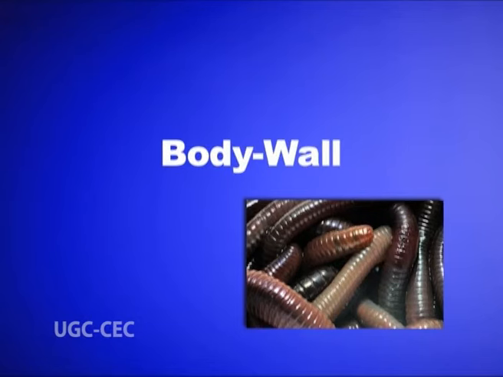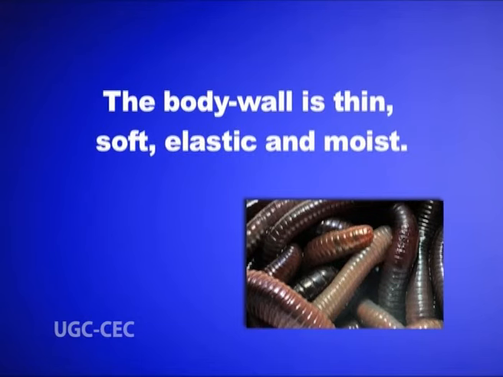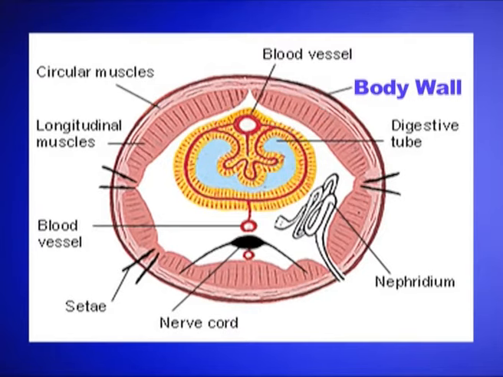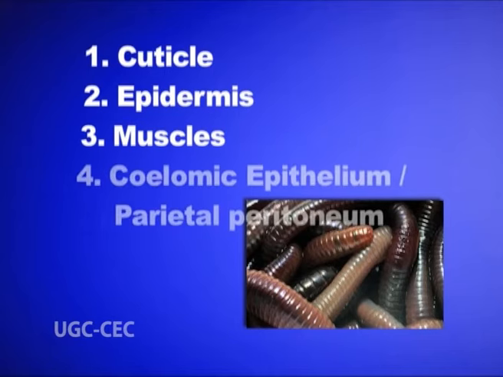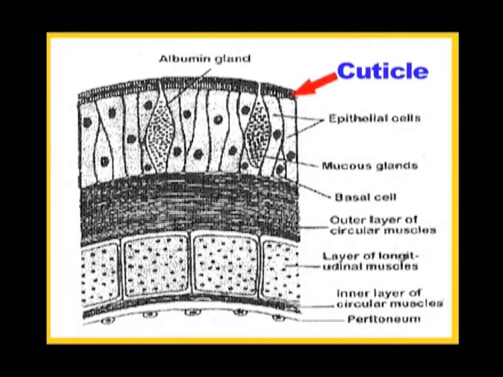Body wall. The body wall is thin, soft, elastic and moist. In the transverse section, the body wall of the earthworm consists of the following 4 layers from outside to inside, that is cuticle, epidermis, muscles as well as coelomic epithelium, which is also called parietal peritoneum. Cuticle. It consists of collagen and polysaccharides. It bears many perforations through which the epidermal mucous glands open externally.